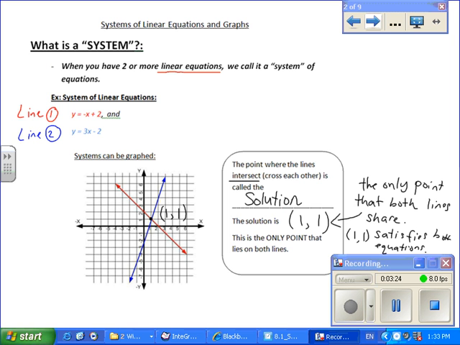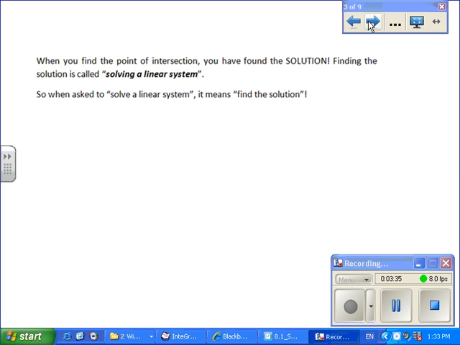We could go ahead and graph, if we're given two linear equations, we could graph them, and to solve them then we're just going to be looking for the point where they cross. So let's go ahead and carry on. So when you find the point of intersection, just to define some language here, when you find the point where two lines cross, you have found the solution. In other words, you have solved the linear system. Okay, so don't get thrown off by a question that asks you to solve a system. It just means literally solving, okay, means find the point of intersection.